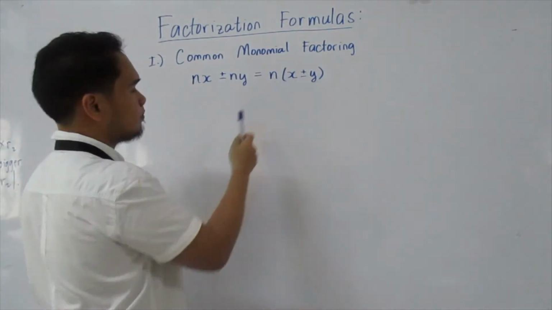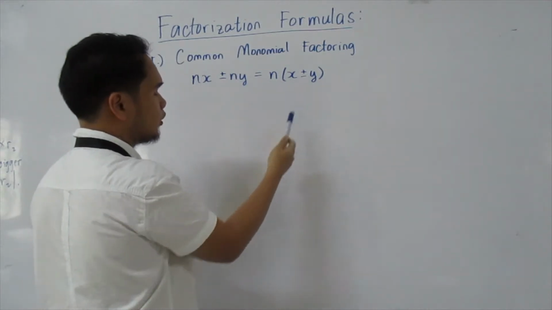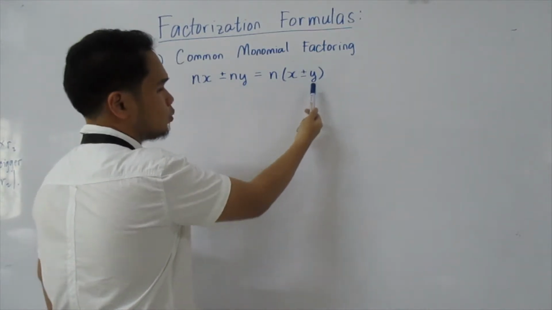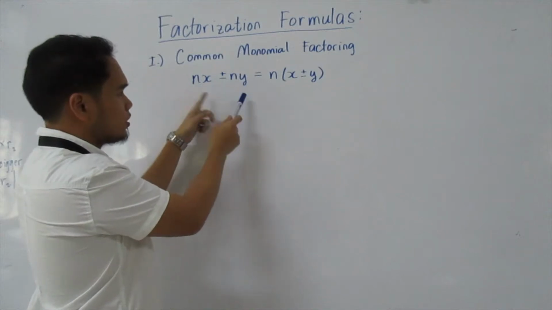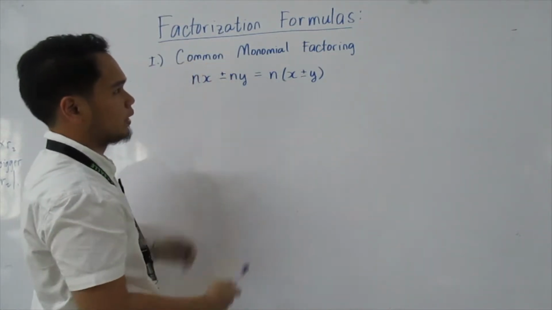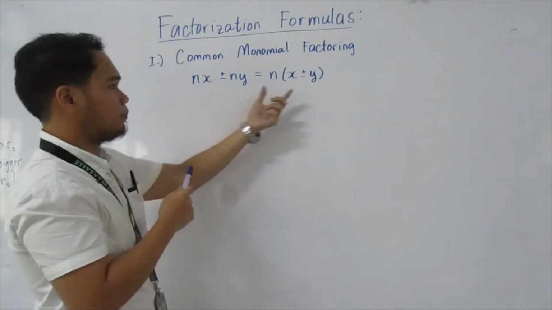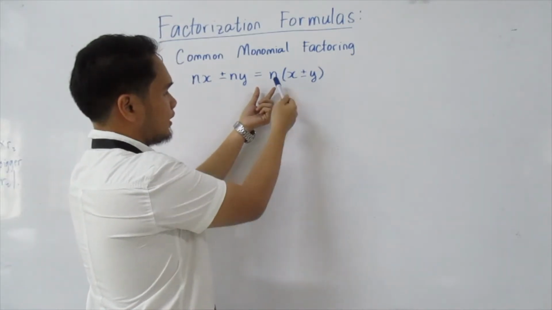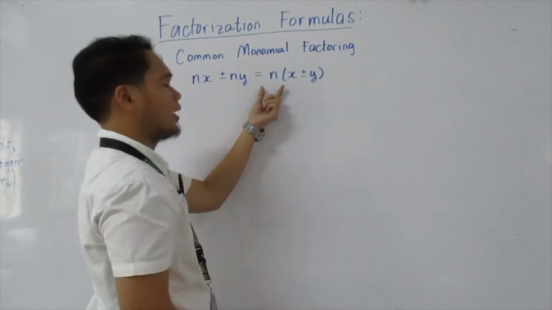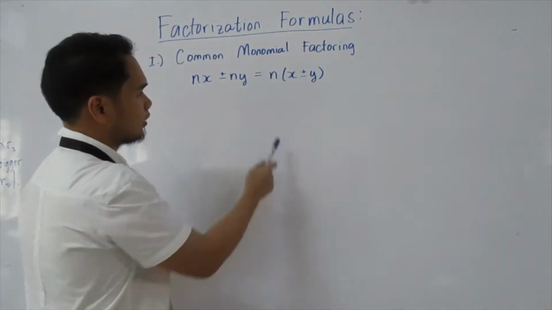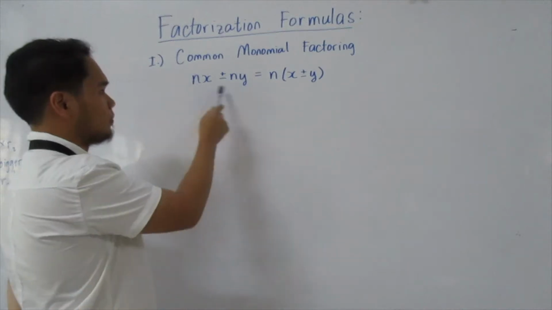This common monomial factoring will tell you the formula that nx plus or minus ny is equal to n times the quantity of x plus or minus y. Since you can see that n is a common factor in both terms, the idea in common monomial factoring, commonly known as CMF, is that we get the common factors and put them outside, and then inside the x and y will be encapsulated in the group. If we distribute the n, it will go back to this form here.